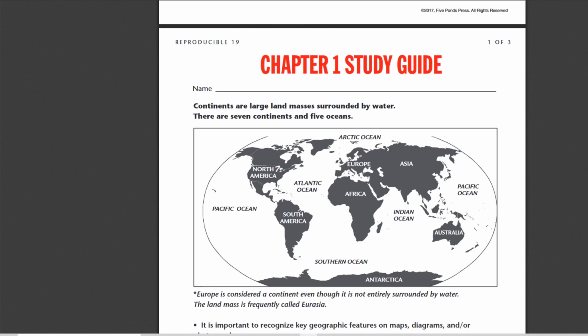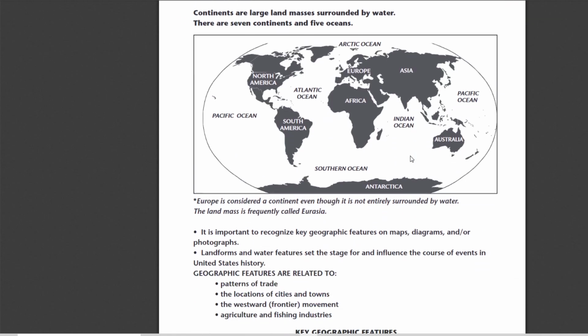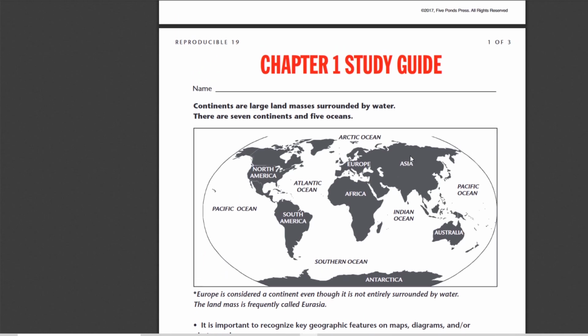All right, I wanted to go over the study guide for your test tomorrow. This is in your workbook, reproducible 1920. It should already be in your notebook, but if it's not, it's in your workbook. And if you don't have it with you, just pause it at every point so that you can study it.